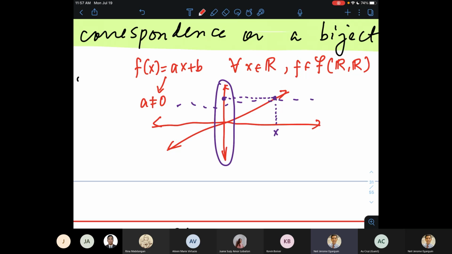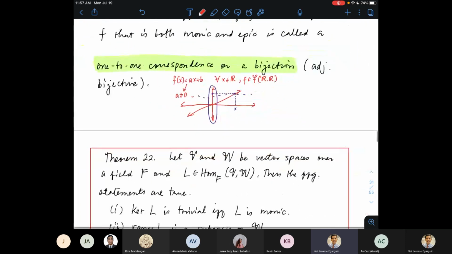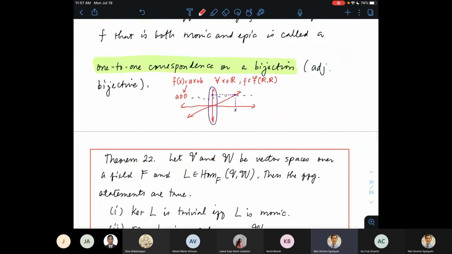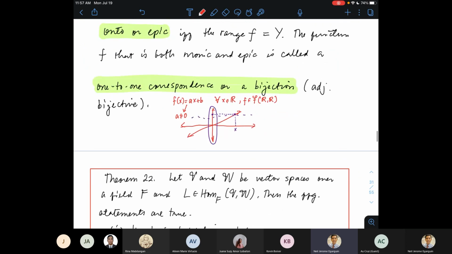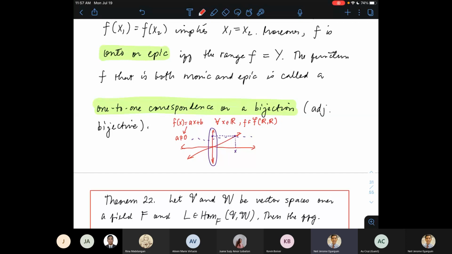All right. Hopefully, in the next examples, I don't remember if I have included some examples that will require showing the monic and epic properties of a function, but hopefully we'll see them later again. All right. Okay.